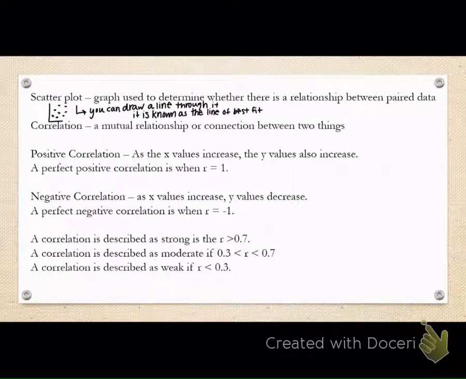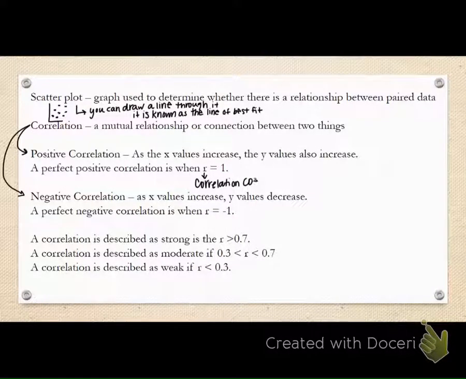A correlation is a mutual relationship or connection between two things. There are two types of correlation: positive correlation and negative correlation. There's also no correlation. Positive correlation is as the x increases in value, the y values also increase. A perfect positive correlation has an R of 1. Sorry, that's a correlation coefficient, not a residual. We'll talk about that in a second.